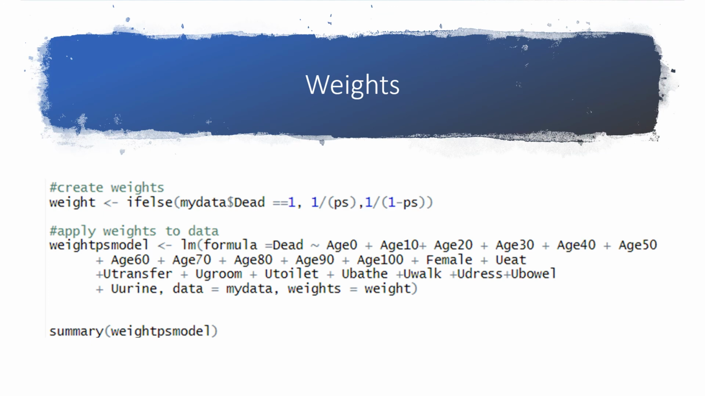Then we need to balance the data. First, we create weights, which just says if the patient is dead, then the weight is 1 over the propensity score. Else, or if the patient is alive, the weight is 1 over 1 minus the propensity score. Then we'll apply the weights to the data.